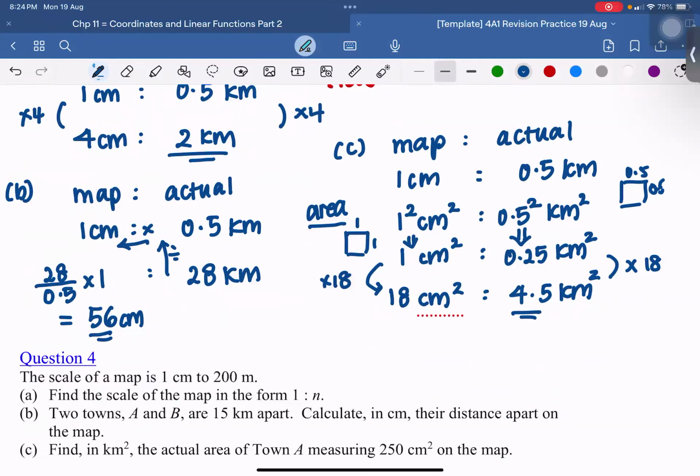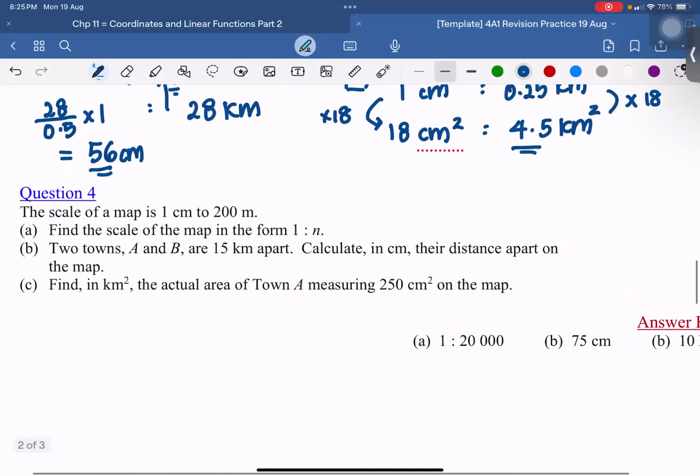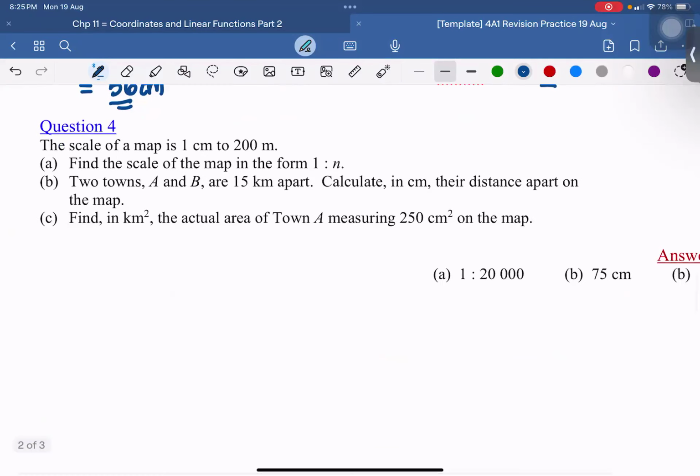Okay, this question's still okay so far. All right, these are the basics. So we practice, doesn't matter, right? Okay, we try again. Next question.